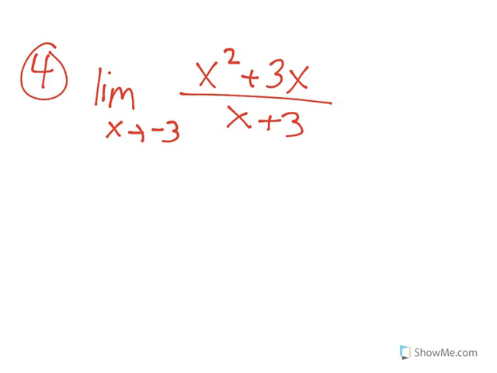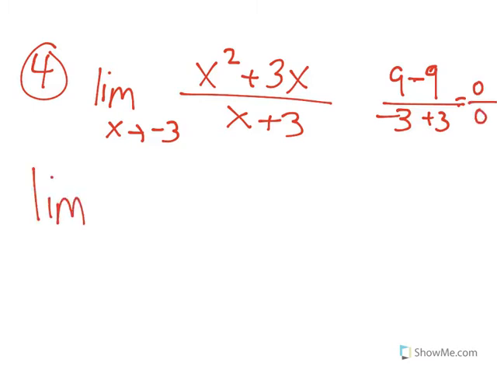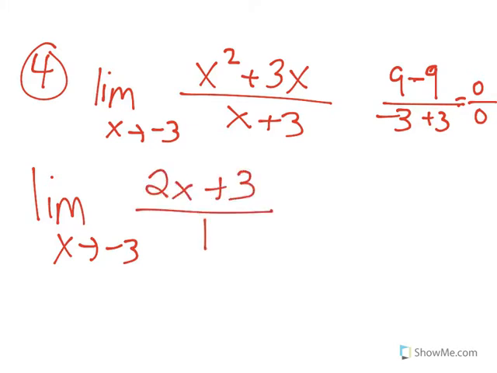Let's take a look at number 4. Oh, I like this one. This one looks like it's going to be easy. I'm going to fill in the negative 3 to start. 9 minus 9 over 3, negative 3 plus 3. I've got 0 over 0. Indeterminate, so I'm going to L'Hopital it. Okay, so it's 2x plus 3 over 1. So at this point, I'm going to be done on this step. I'm going to fill in my negative 3. I get negative 6 plus 3, which is negative 3 over 1, which equals negative 3.